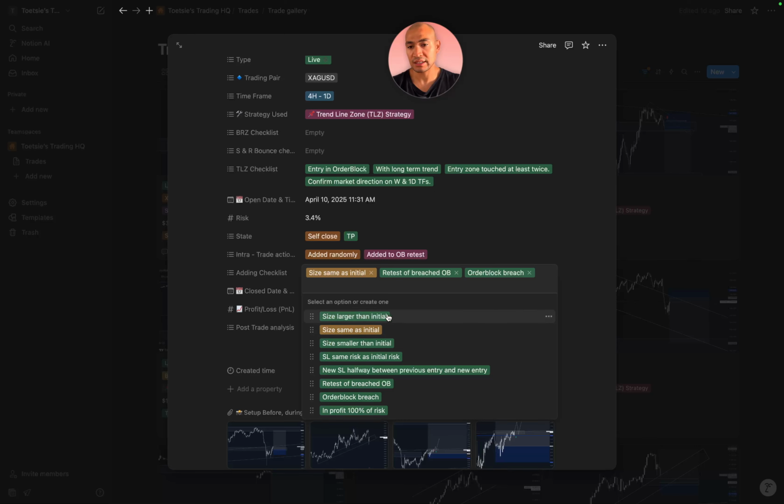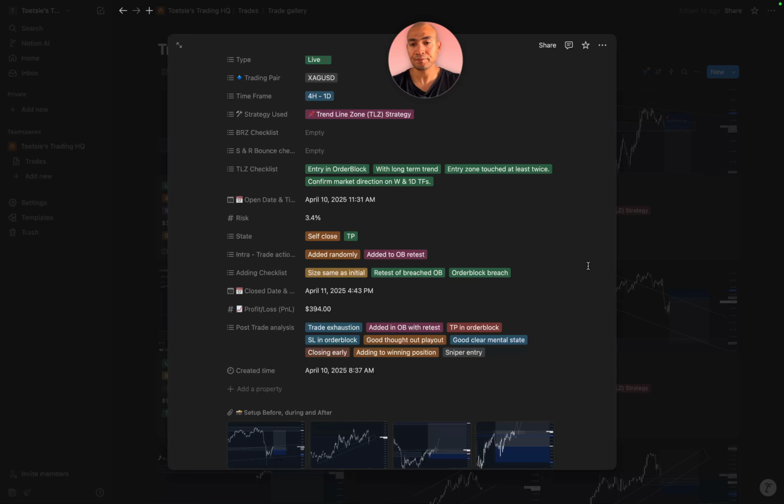And you'll see here I've got size larger than initial, size smaller than initial, stop loss same risk as initial, but it wasn't obviously because for this trade I did not move my stop loss. I kept it where it was, and that is why I changed my risk to 3.4%, because we kept our stop loss exactly where it was, right? And then our P&L for silver was $394, okay, on the live account. So that is 3.94%.